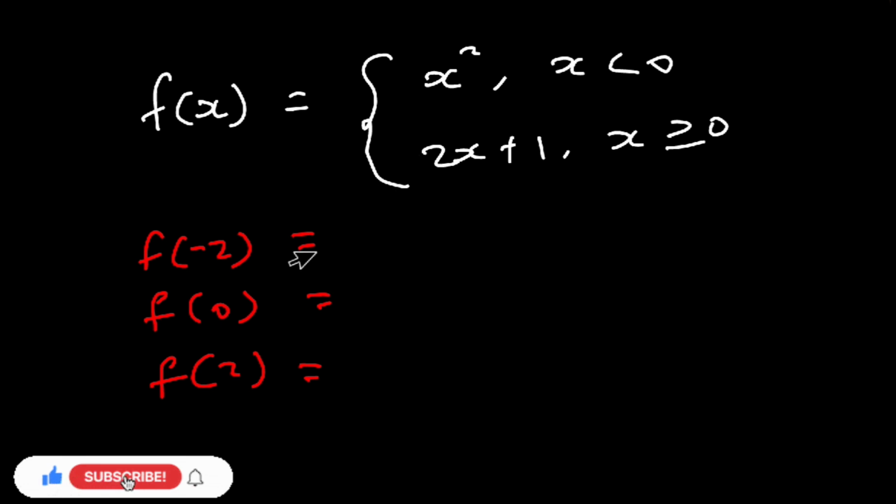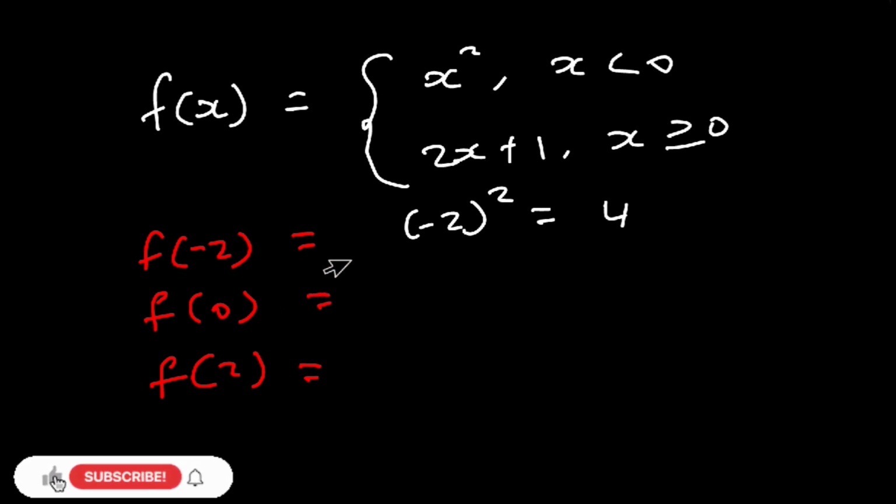So f of negative 2 is simply plugging in negative 2 into this function. So it's going to be negative 2 squared, which is equal to 4. Negative 2 times negative 2 is equal to 4. Now, what about f of 0? Well, here x is greater than or equal to 0. And so x can be equal to 0 or more than 0. So we're going to make use of this function 2x plus 1.